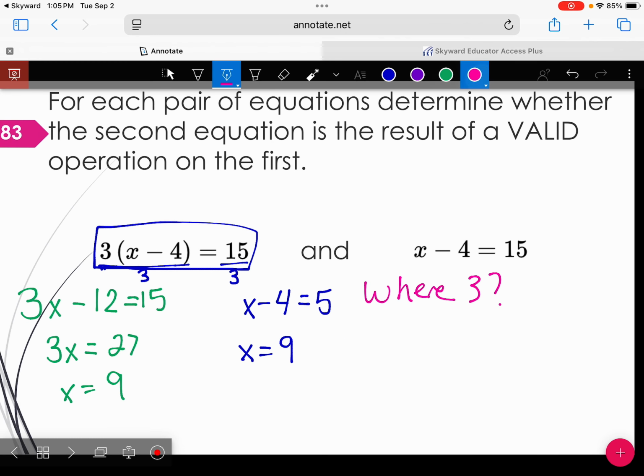Bro, let me do mine. So this one is not a valid operation, but we can still solve the correct equation because we're awesome.